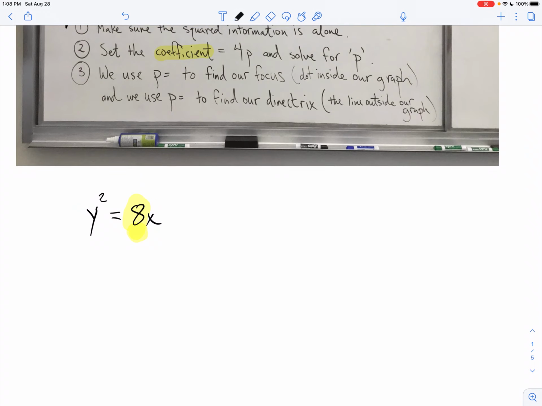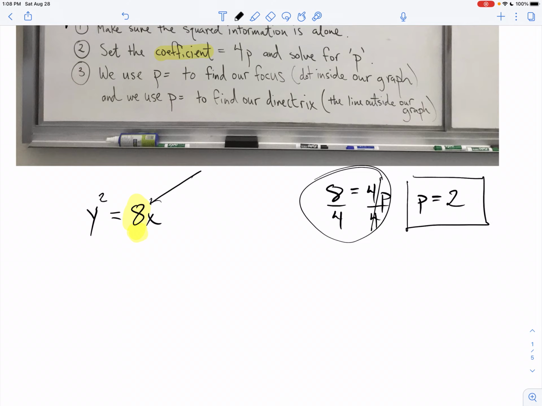So I'm going to take that number 8, and I'm going to set it equal to 4p. And I am then going to divide by 4, because I am solving for p. I want to know what p equals. What does p equal? It equals 2. 8 divided by 4 is 2. p equals 2. So see where it says in our notes here, we set the coefficient equal to 4p. I did that, and I solved for p.